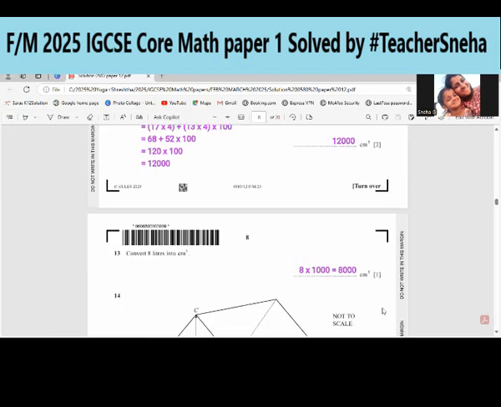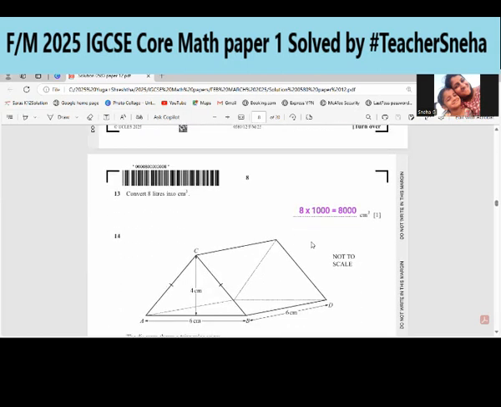Going ahead with the next question, convert 8 liters to centimeter cube. That's 8 into 1000, which is 8,000 centimeter cube. The conversion that we use here is 1 liter is equal to 1000 centimeter cube. So that's why 8 multiplied by 1000 gives me an answer 8000.